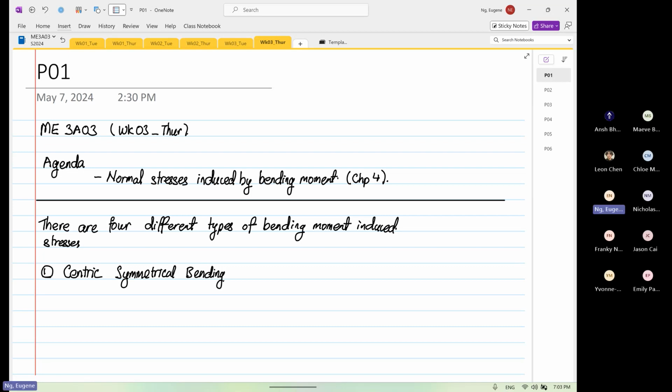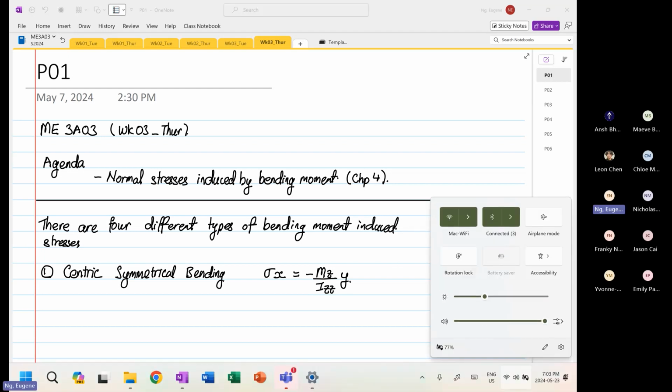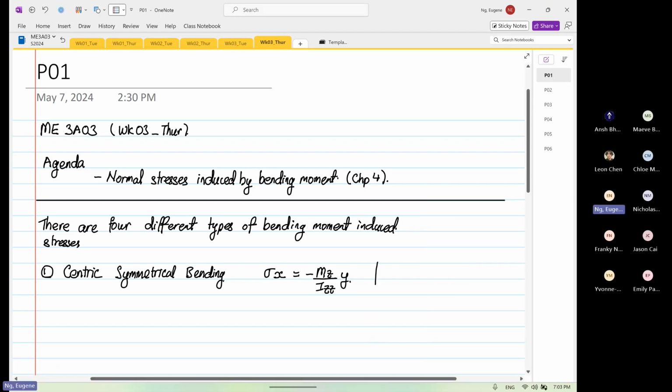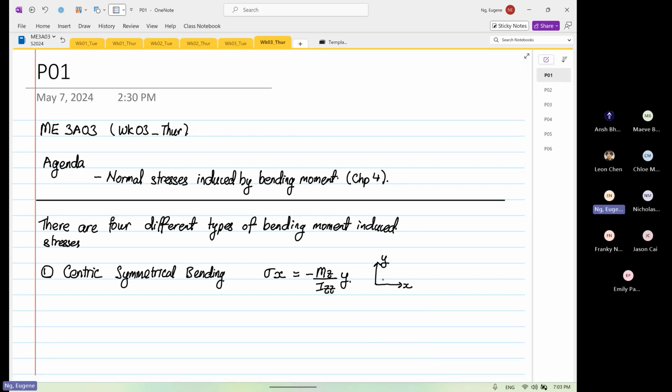And the general formula for symmetrical, I'm just going to write out the general formula. This is normal stress in the x direction equal to minus Mz over Izz multiplied by y. This follows the transformation, where this is our x direction, y, and this is rotation about z.